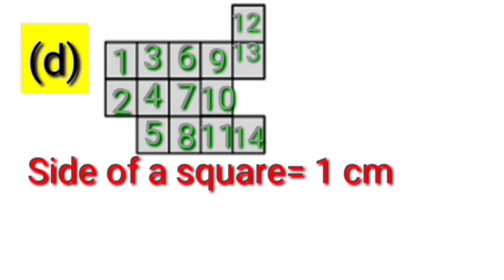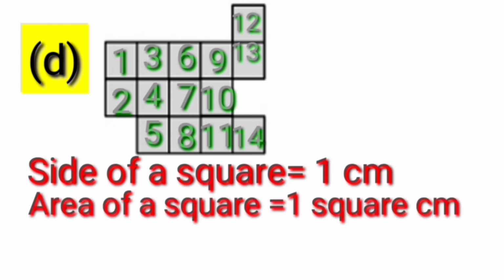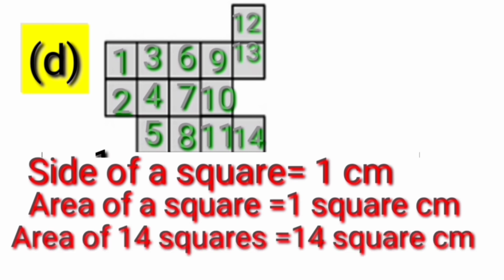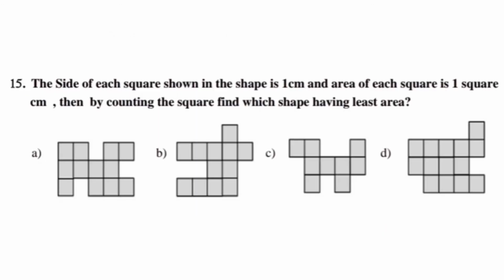Now let's move forward to option D. There are 14 squares. Side of a square is 1 centimeter. Area of a square is 1 square centimeter. Area of 14 squares is 14 square centimeter. So dear students, that means the shape which has least area is option C. So we will tick mark option C here.